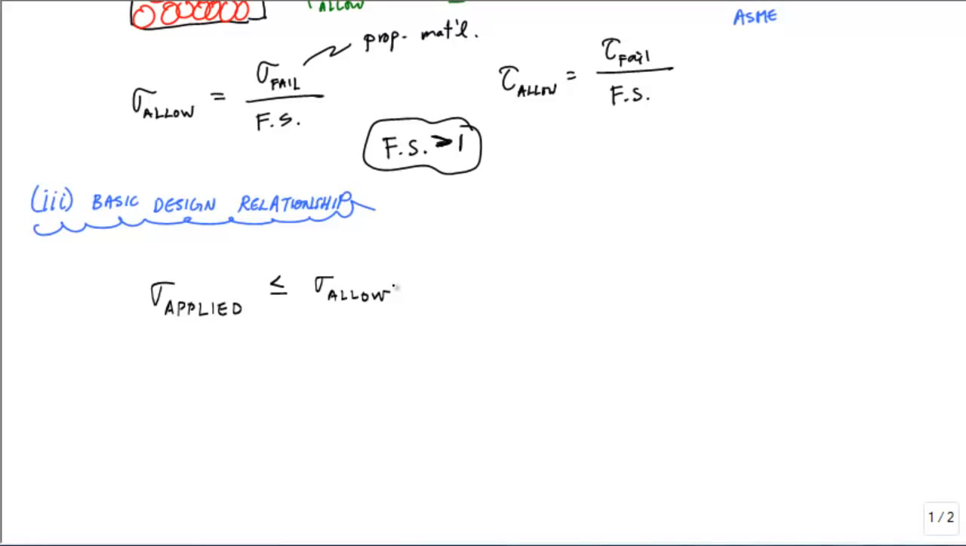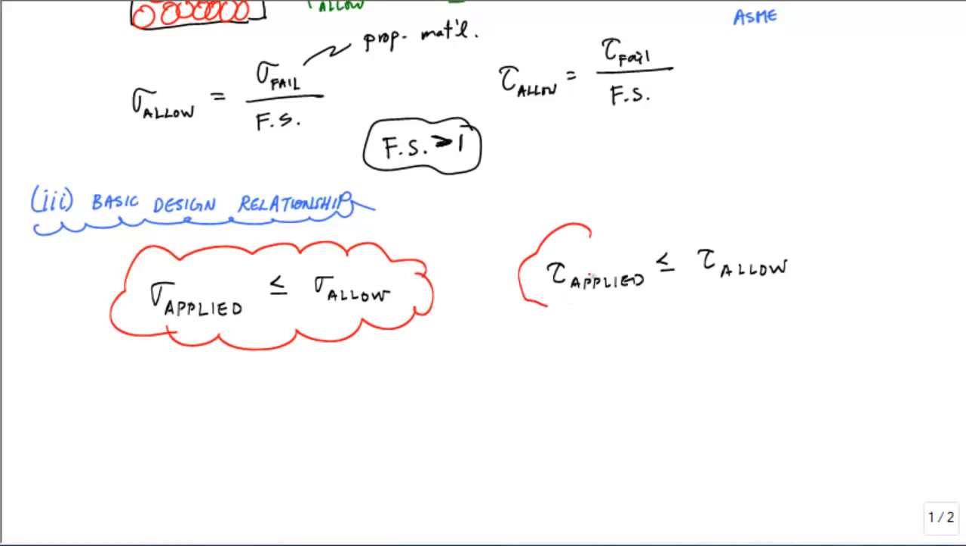And the same holds true for shear. We want whatever shear stress is induced or applied to be less than or equal to what we allow in shear for the material itself. And so this is the basic design relationship here. This for normal stress, this for shear stress.